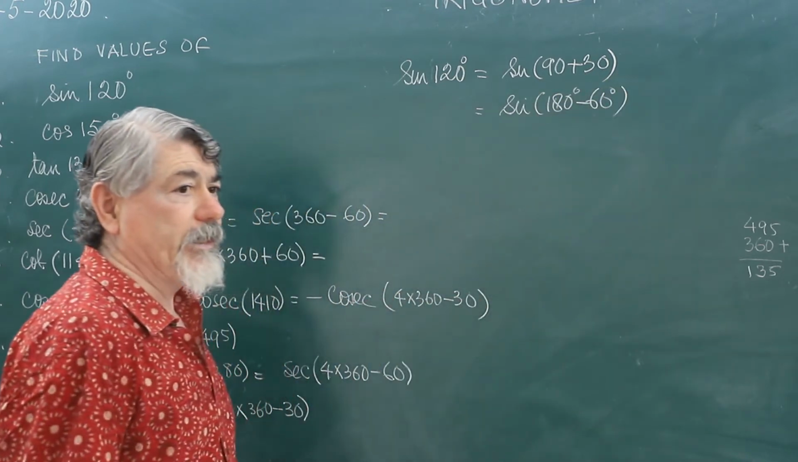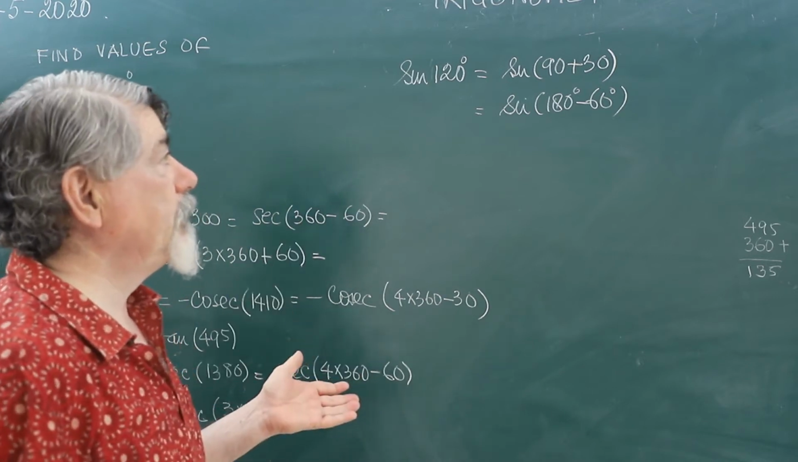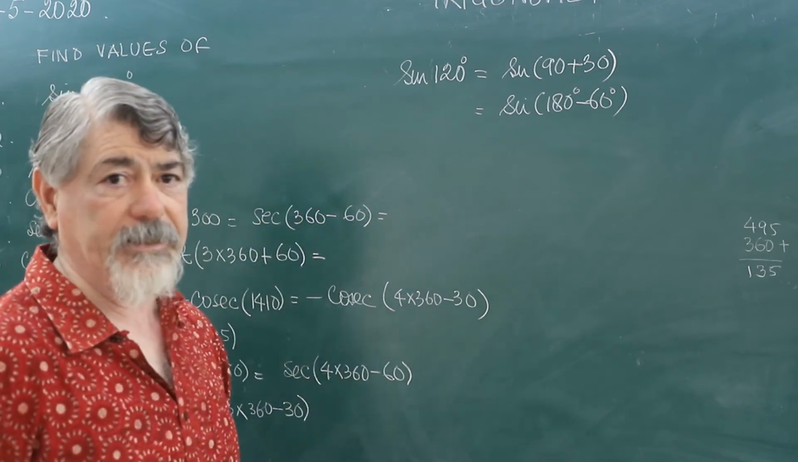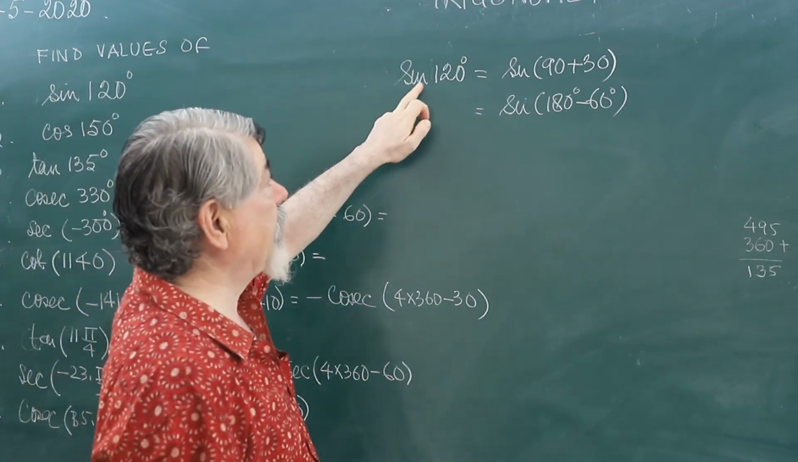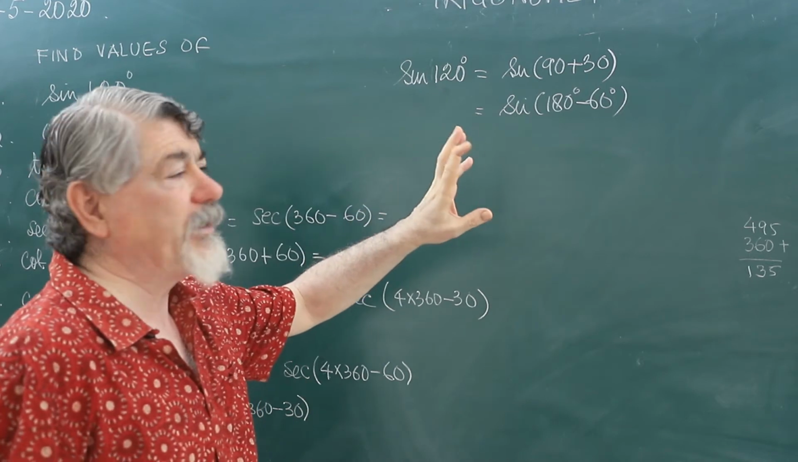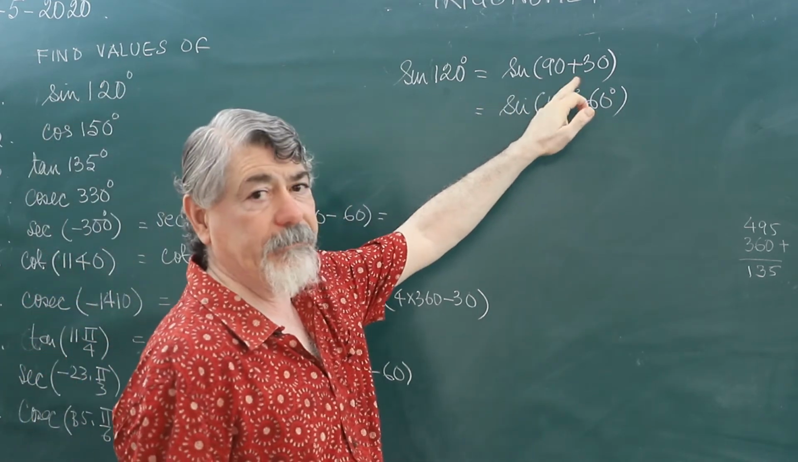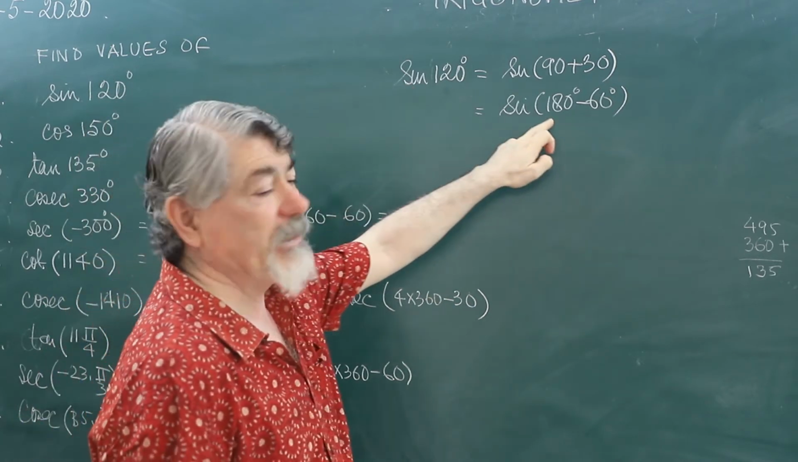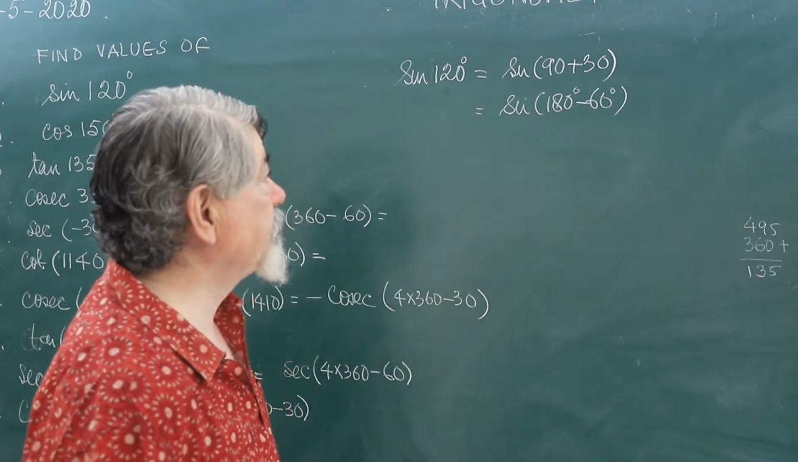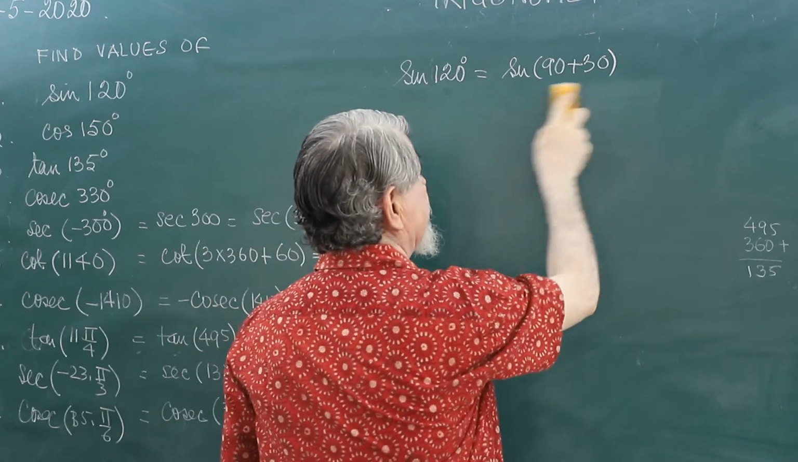We generally try and express the angle in terms of multiples of 90 or 180 or 360. For example, when I am writing 120, it is a smaller angle. I can write sine 90 plus 30, since 90 plus 30 is 120, or I can write sine 180 minus 60. First, let me explain it with sine 90 plus 30.